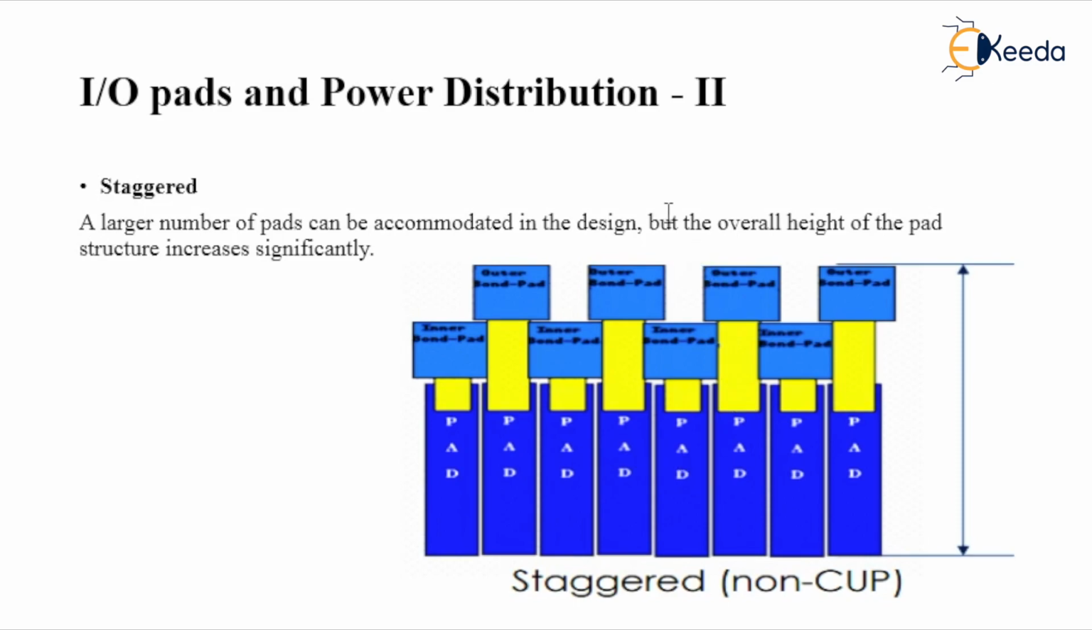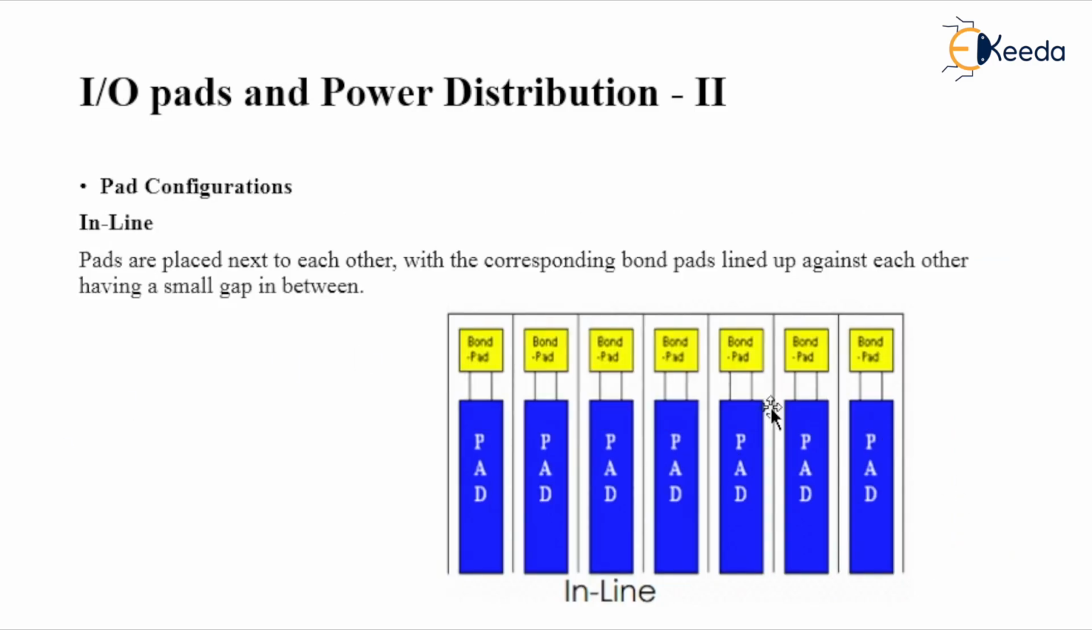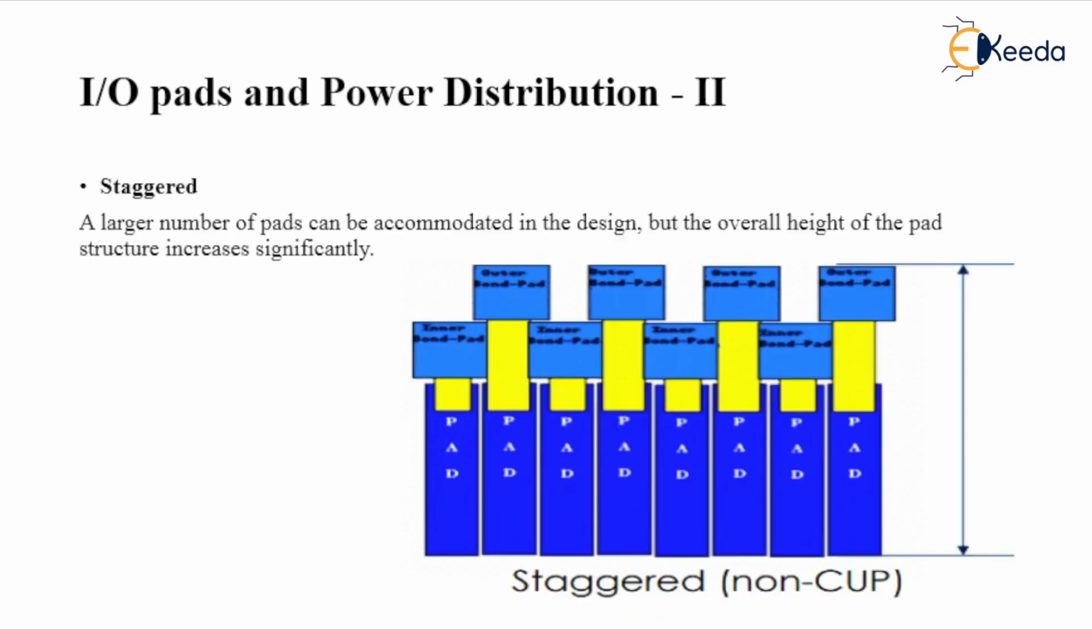In this, the overall height of the pad structure is going to increase, represented with the arrow mark, but no need to worry. This has several advantages compared to the inline one. That is applicable for a limited number, and this can be applicable for a large number of pads.